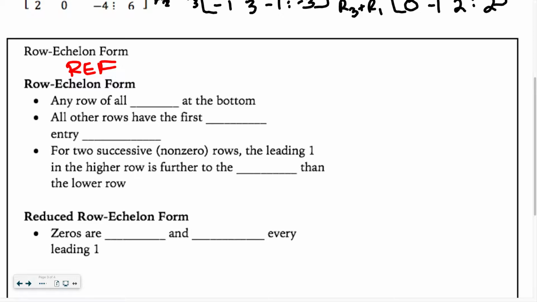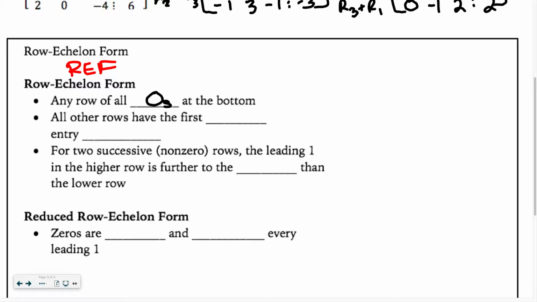Okay, it is in row echelon form if any row of all zeros is at the bottom. Now, I'll be real honest. If you're solving systems like we're going to be doing, you don't encounter rows of zeros very often. But if you do, you put them at the bottom of the matrix.